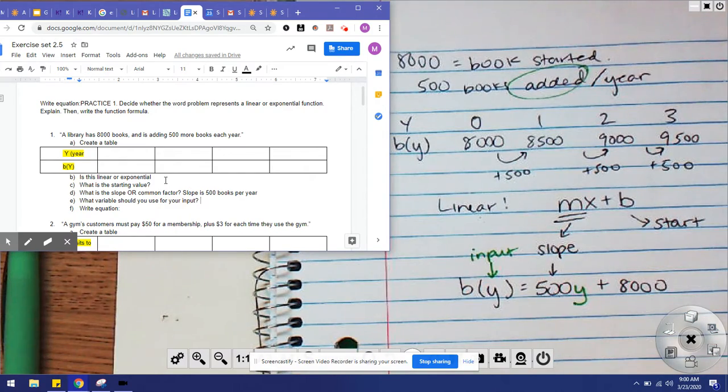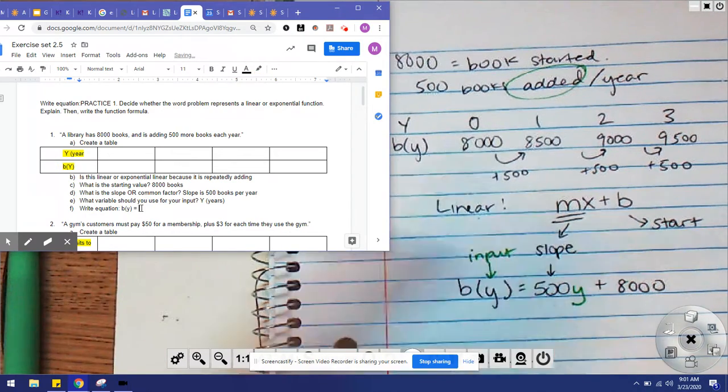So here, it's linear because it is repeatedly adding. My starting value is 8,000 books. My variable I should use for my input is y for years. And my equation, I'm going to put in function notation b of y, and I got that because it's given to me in the table right here, equals 500 is my slope times y plus 8,000.